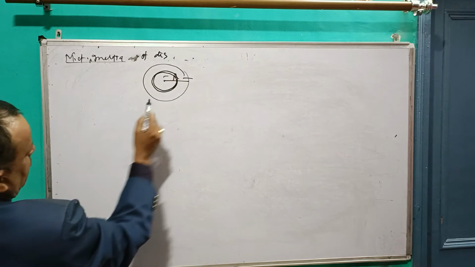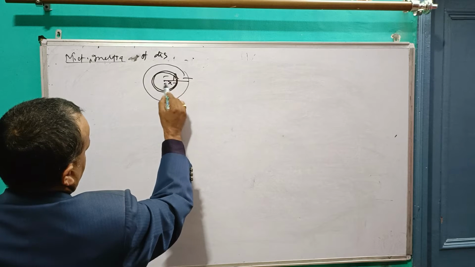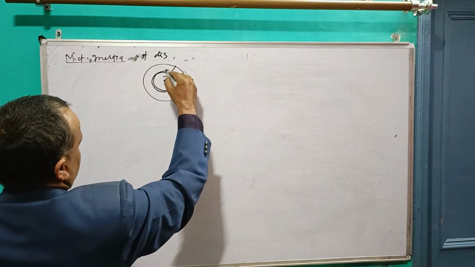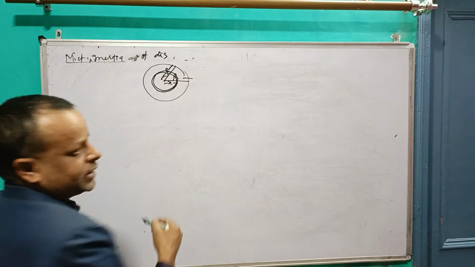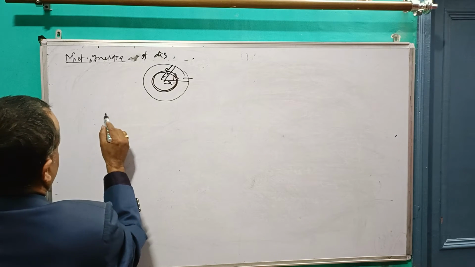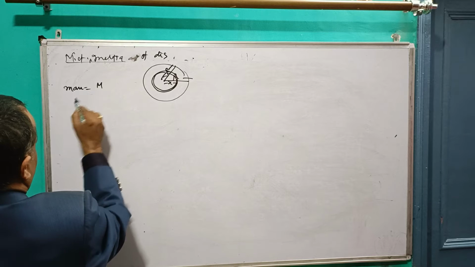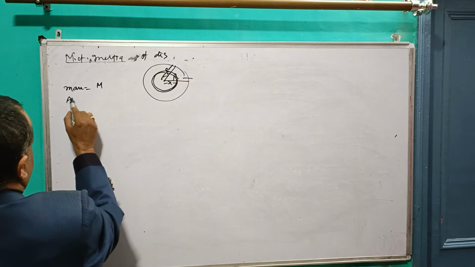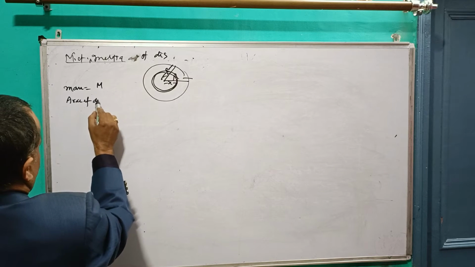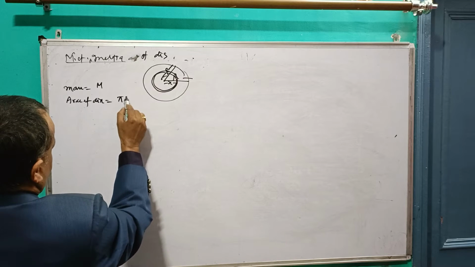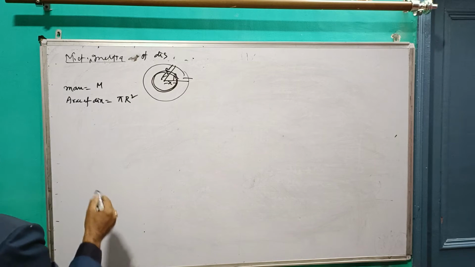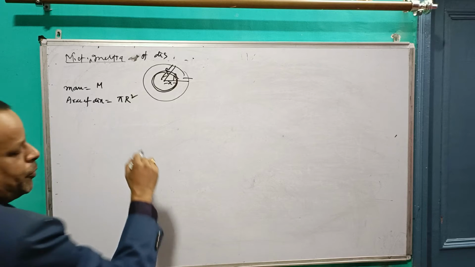The elementary ring has a radius of x, and let us suppose we calculate the mass of the elementary ring. The mass of the disc is m, the radius is r, so the area of the disc will be pi r square. So mass per unit area will be equivalent to m upon pi r square.